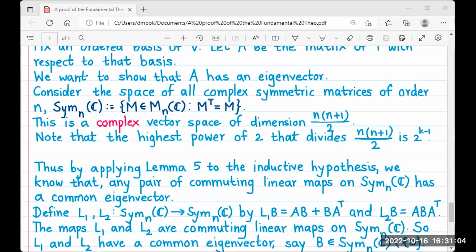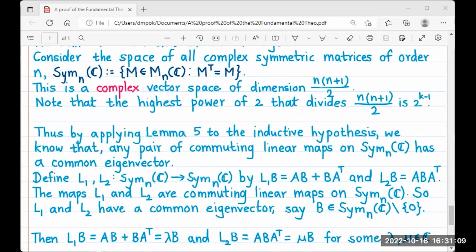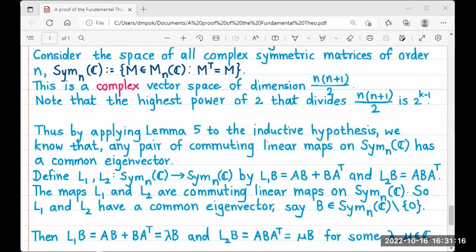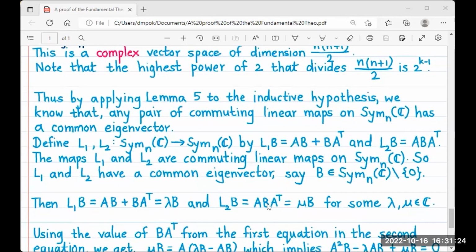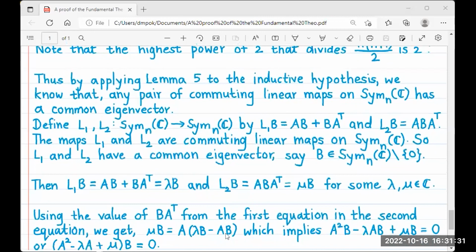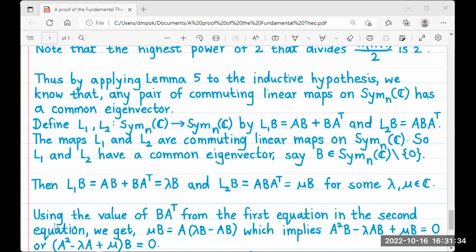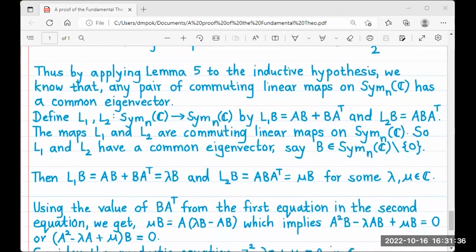Right? So now we have L1(B) = AB + BA^T = λB, and L2(B) = ABA^T = μB for some λ and μ in C. Now we can use the value of BA^T from this equation in the second equation. We will get BA^T = λB − AB, that we will substitute here. We will get μB = A(λB − AB), which we can rewrite as (A² − λA + μ)B is the zero matrix.